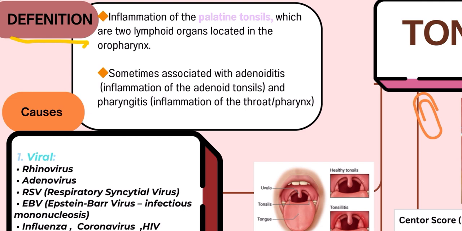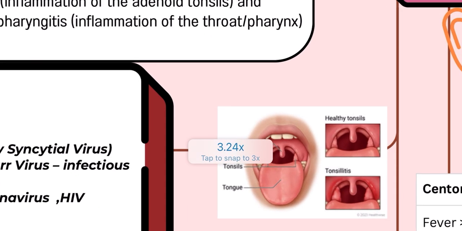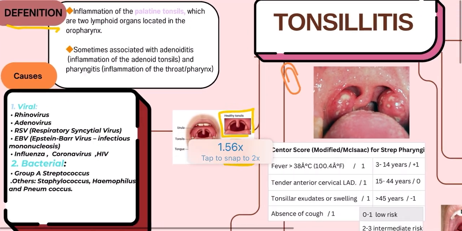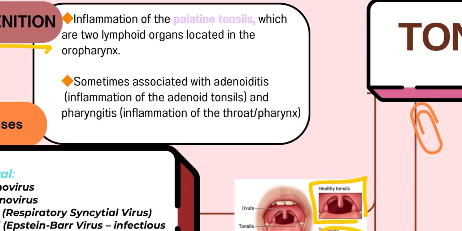Tonsillitis is simply inflammation of the palatine tonsils, which, as discussed previously, are considered one of the lymphoid organs located at the back of the oropharynx. Here is the picture showing tonsillitis, and here the normal tonsils. Tonsillitis can occur in isolation or in association with inflammation of the adenoid tissue, which we call adenoiditis, or in association with inflammation of the pharynx, as pharyngitis.